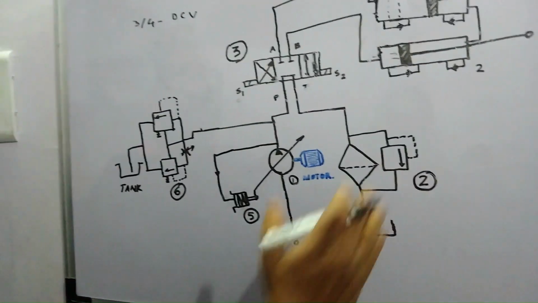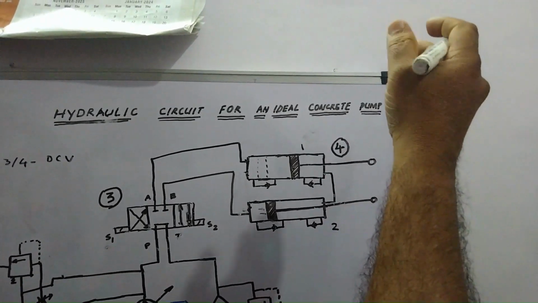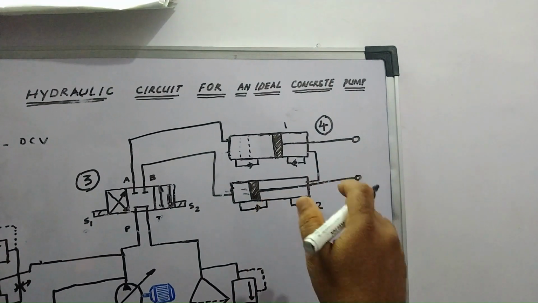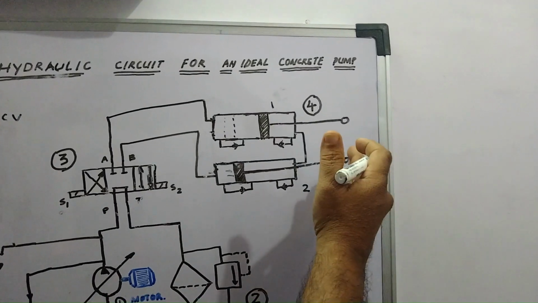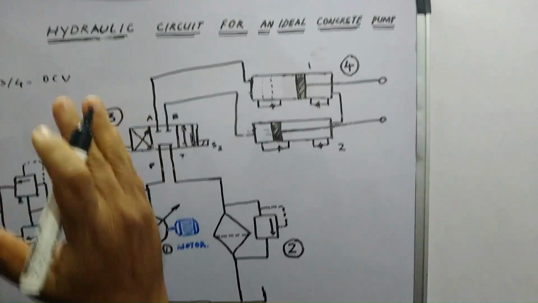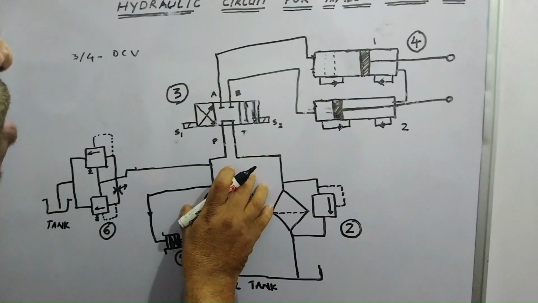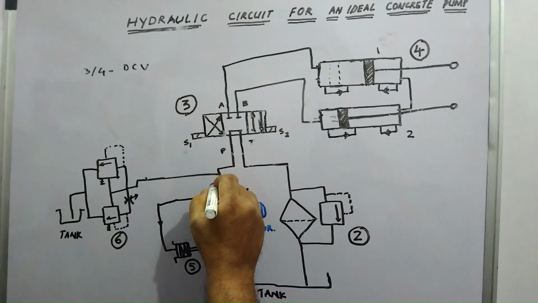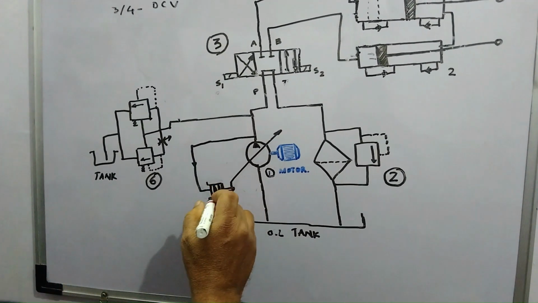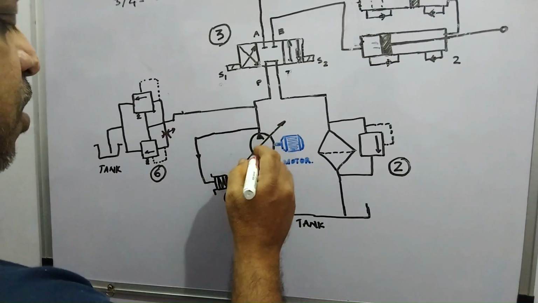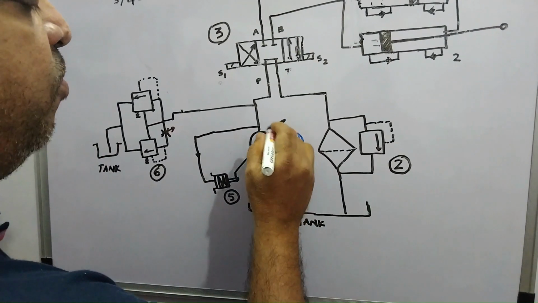Supposing concrete has jammed in the pipeline here, or many problems come up at the site due to a pipeline jam or the shut-off valve jammed. In that case, the entire load will come on the pump. So we want to save the pump. In order to save the pump, one line has been given here. This is called the biospring piston. The oil will come here, and this is the variable pump.